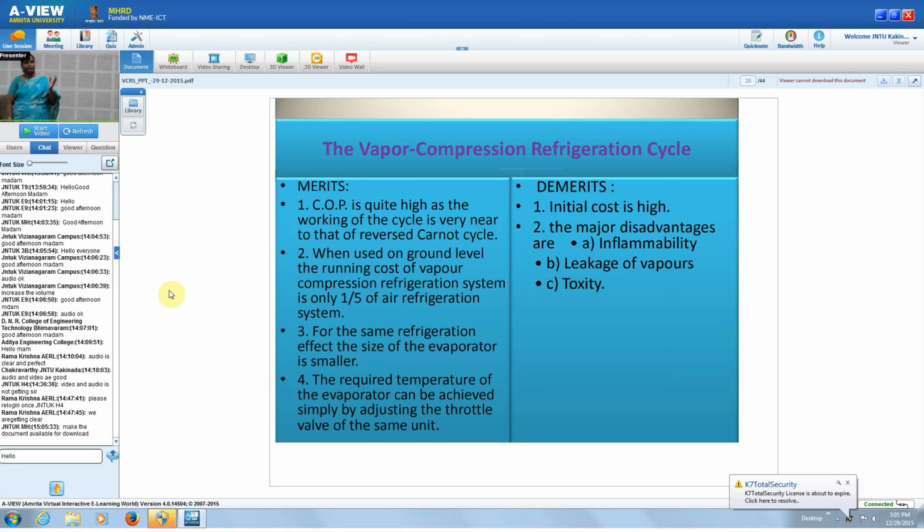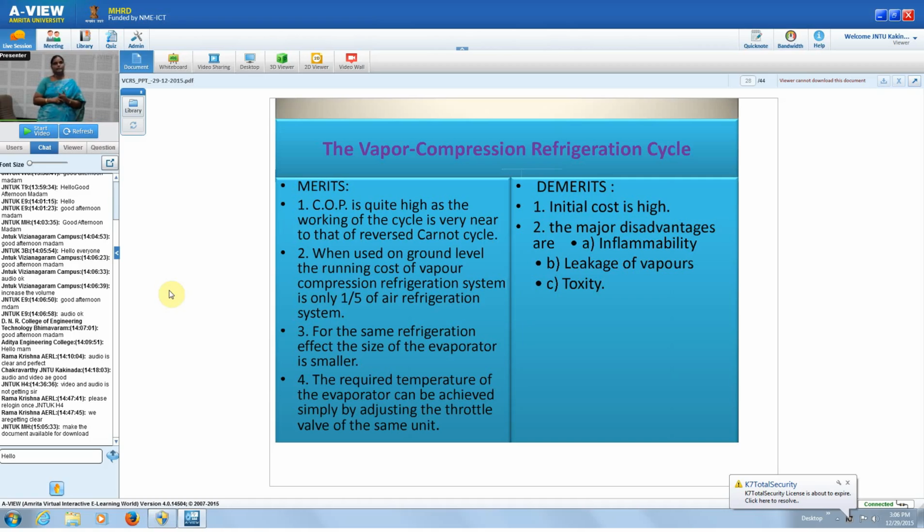But here in vapor compression system, because this is used only on the ground level, the running cost is only 1/5 of that of the air refrigeration system. So that's why these are mainly used for low tonnage and also for high tonnage. For the same refrigeration effect, the size of the evaporator is small. That is the main advantage of vapor compression refrigeration system. We can get any temperature required in the evaporator just by adjusting the throttle valve. That is not the case with the air refrigeration system.